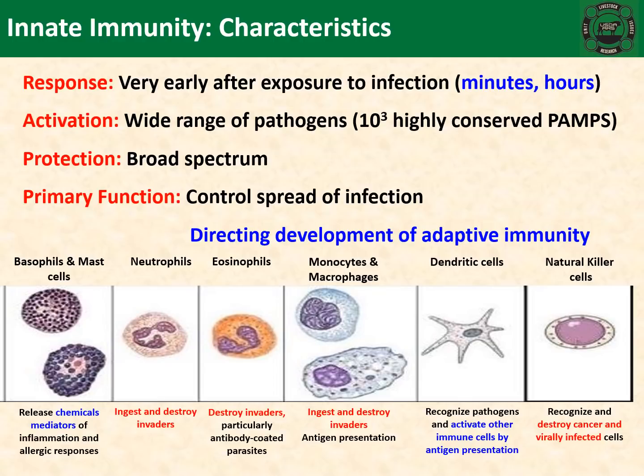The primary function of the innate immune system is to control the spread of infection until the adaptive immune system is activated, and to direct the development of the adaptive immune system. As this slide depicts, the innate immune response is controlled by very specialized cells such as basophils and mast cells, neutrophils, eosinophils, monocytes and macrophages, dendritic cells, and natural killer cells.